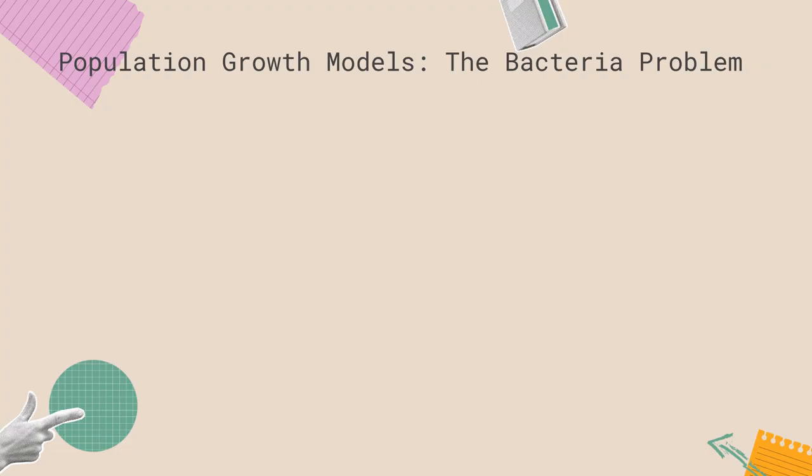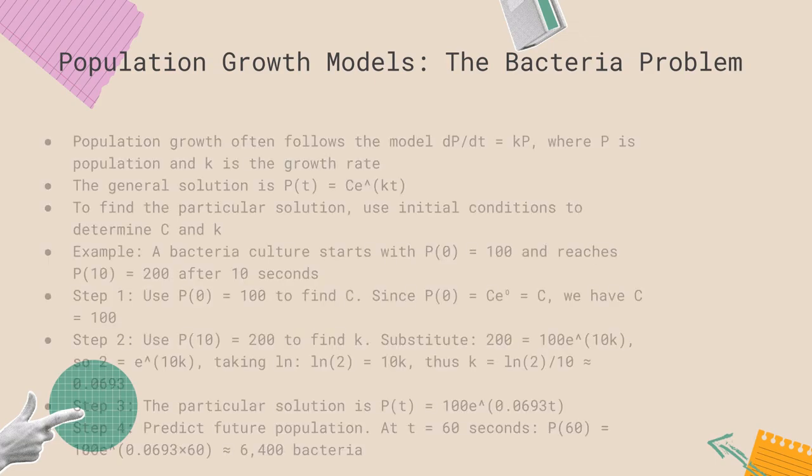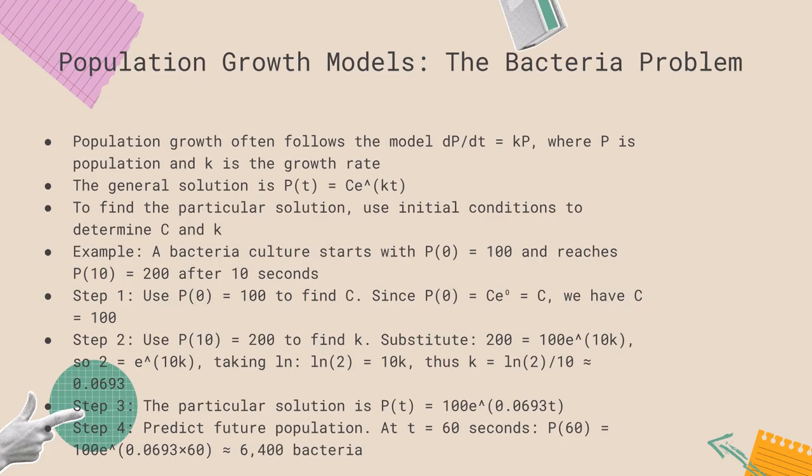Population growth models follow the differential equation dP/dt equals kP. We can find a particular solution, P(t) equals Ce^(kt), by using initial conditions. For example, knowing a bacteria population starts at 100 and doubles in 10 seconds allows us to find C and k and then predict future population levels.